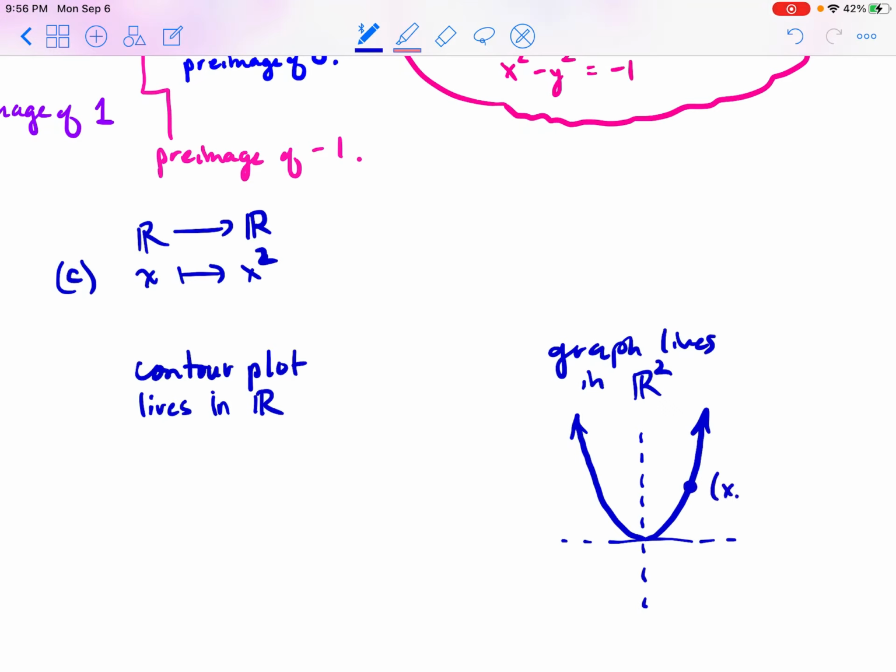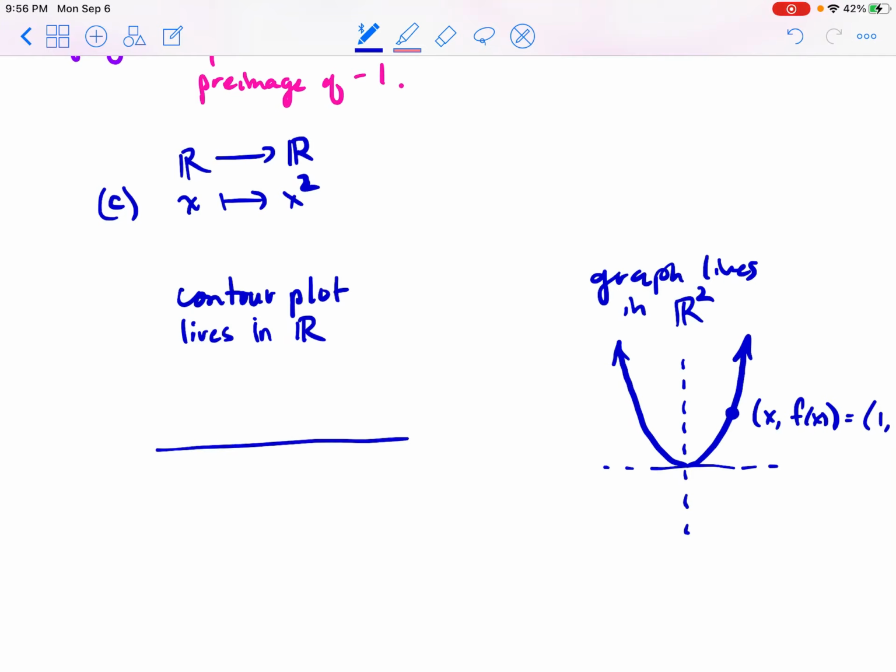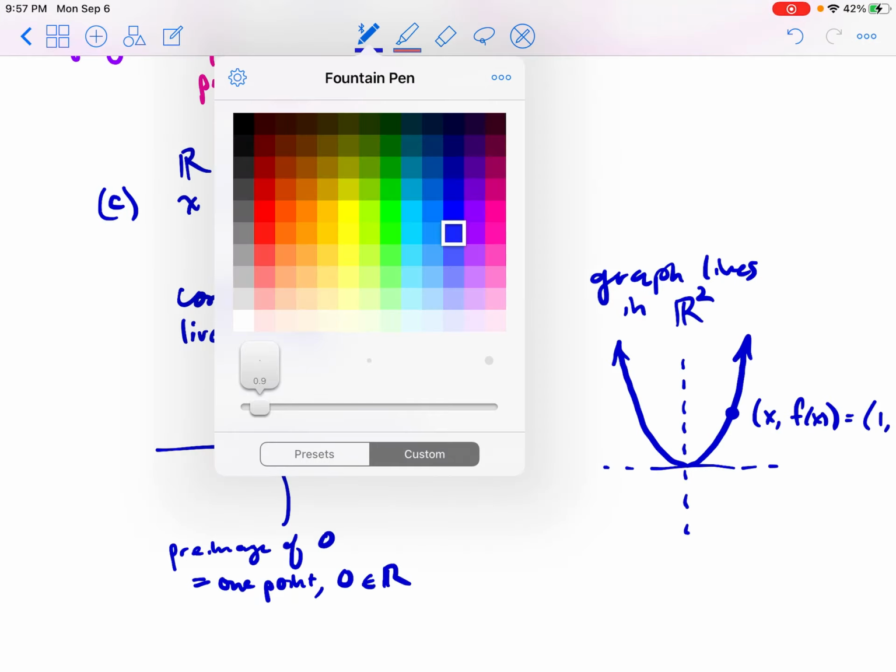Okay, there's the graph. It's the set of all points x comma f of x. So this maybe is 1 comma 1, and then there's other things. Okay, so now what's the contour plot? Well, the contour plot just lives in R. So what's the preimage of 0? Well, what numbers square to 0? Only 0. So 1 point equals 1 point, namely the point 0 in the input space R.